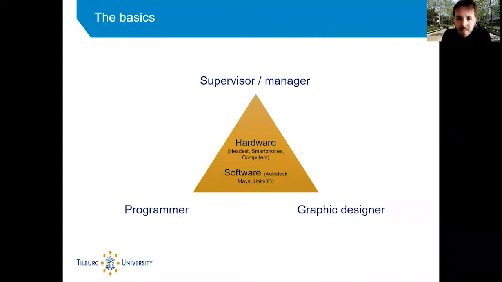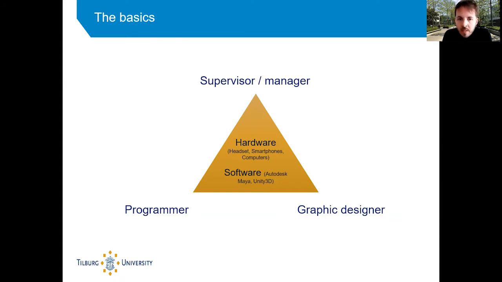And in practice, this is typically how it works. Of course, you can think of things that you need in terms of software and hardware. You probably need a computer. If you're making a virtual reality simulation, you need, for instance, a virtual reality headset to test your application. If you're making an augmented reality smartphone application, it might be nice to have a smartphone yourself such that you can test things. And also you need some kind of software, like for graphics design.